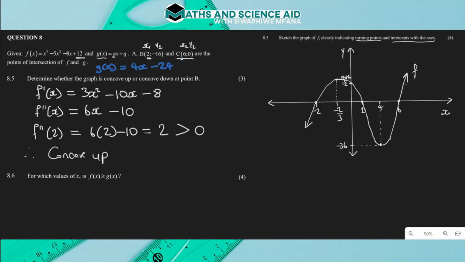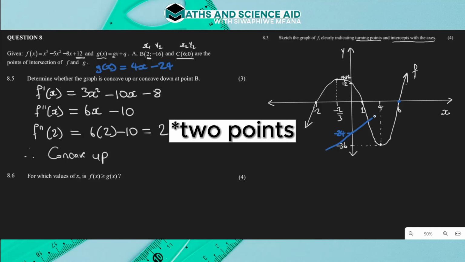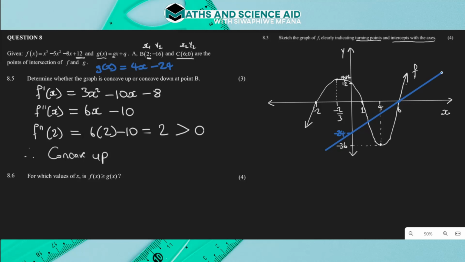So since C is an x-intercept, it's a point along the x-axis, and it's also a point of intersection for both f and g. It means that even for the graph of g, it will be its x-intercept, okay? And now the y-intercept will be minus 24. So we can plot that somewhere here if we imply that this is our negative 24. And so now we can just simply join these two points. And so that will be essentially the graph of G. So that is our G, okay?